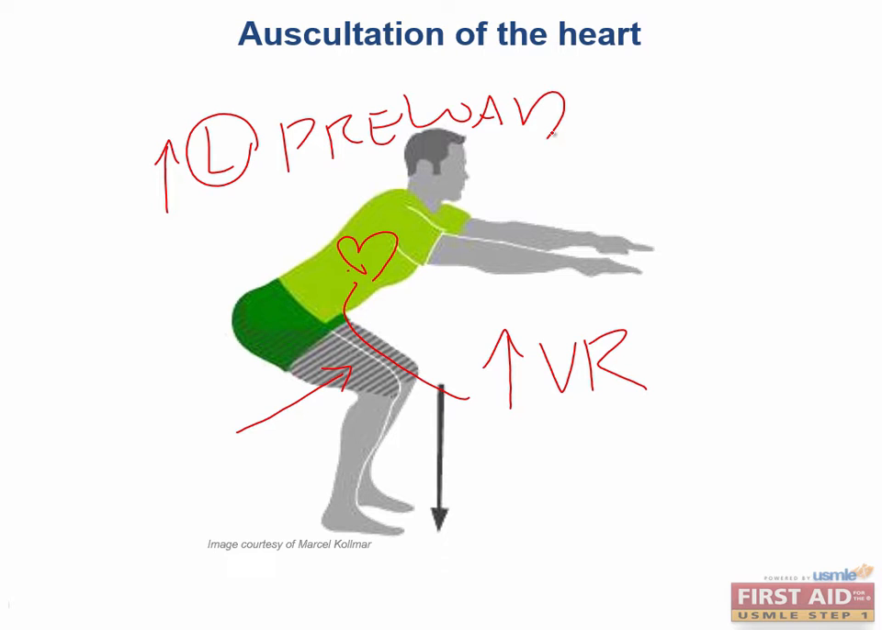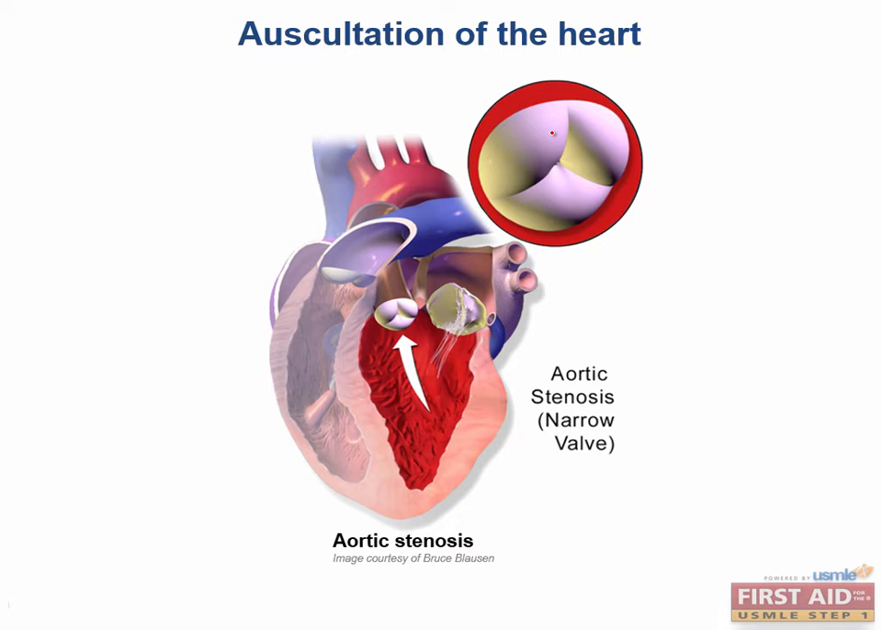Now remember, we said more blood flowing over structures would increase the intensity of the murmur. This is exactly what happens in the first one we're going to talk about, aortic stenosis. More blood in the left ventricle leads to an increase in flow, and an increase in flow over these stenotic cusps will create a louder murmur.